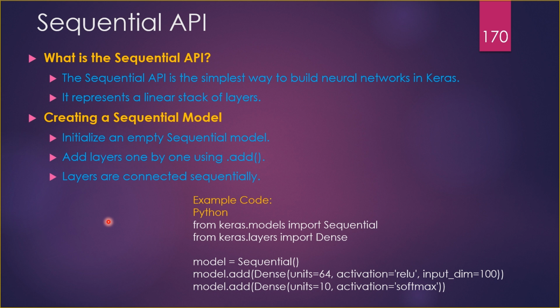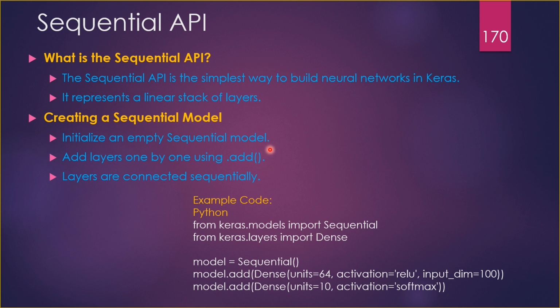And what exactly does it mean? To understand this, let's try to create a sequential API and see how we can do this. Right now I have kept a very simple piece of code here, so let's go through it. These are the three steps you can follow. Theoretically, the first step of creating a sequential model is to initialize an empty sequential model.